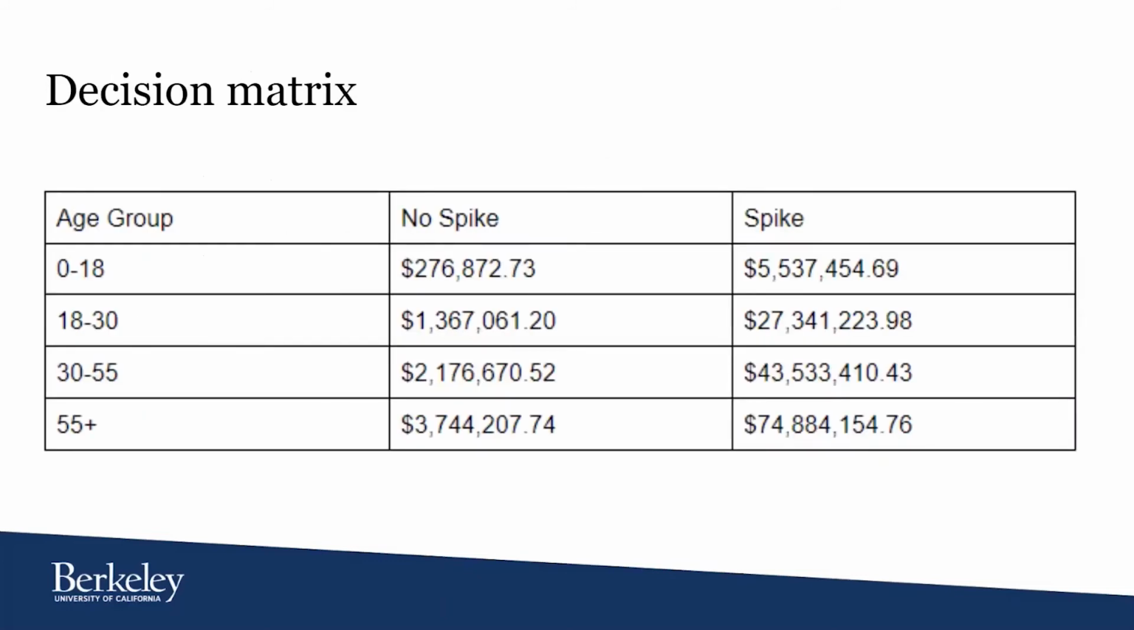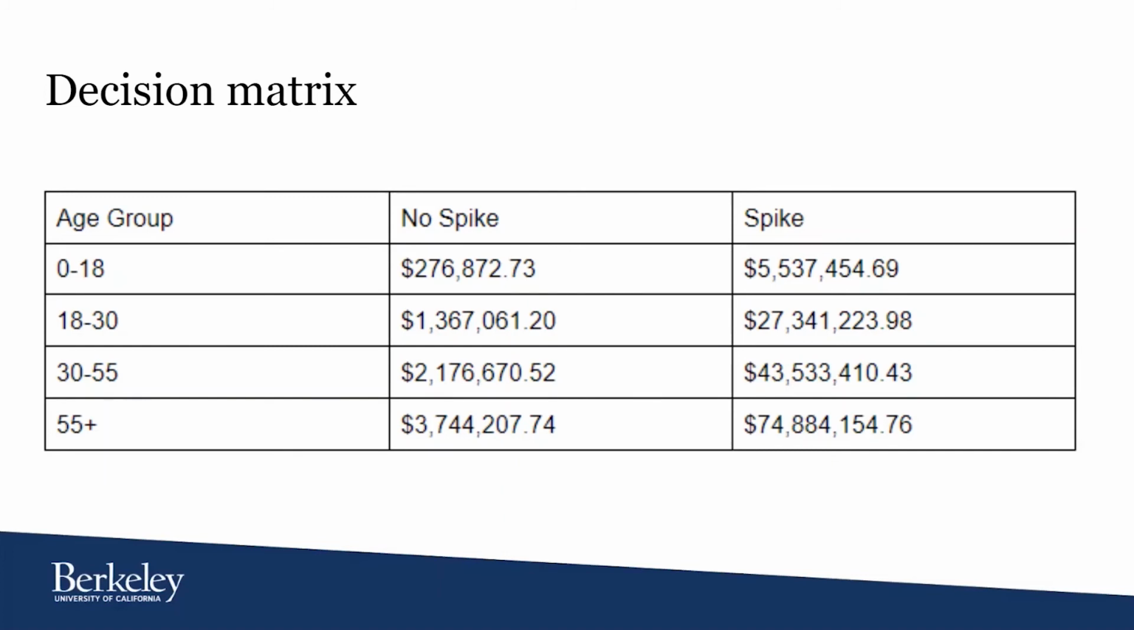So for this matrix, for our alternatives, we set the age group which we want to vaccinate first, and then for the outcomes, we set no spike as when the daily cases is around 2,000, and the spike is when it's around 40,000. And we calculated the result, which is the cost to the economy. And our assumption is that if you vaccinate an age group, they immediately get vaccinated, and the cost will be the savings that you get.